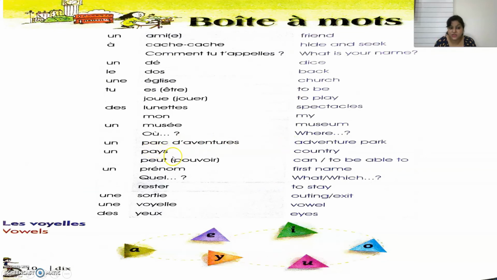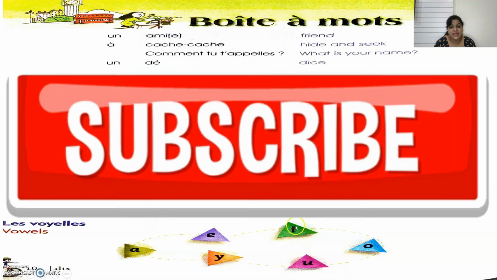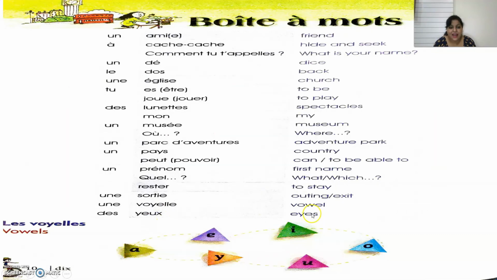Pays, country. Peut, this is the conjugation of the verb pouvoir, that means can or to be able to. Prénom, that's the first name. Quel, that means which or what. Rester, again a verb which means to stay. Sortie, that means outing or exit. Voyelle, that's a vowel. And yeux, that are eyes. I hope the vocabulary is also clear to you.